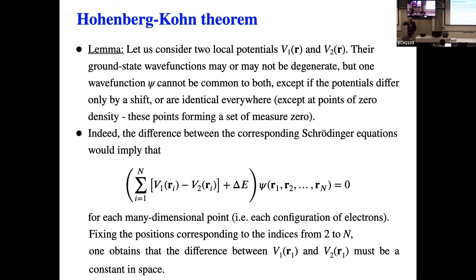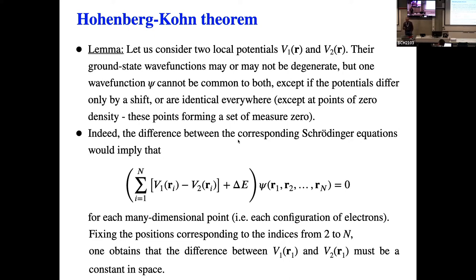And then we have H2 psi equal to another energy E2 psi. If you take the difference between these two equations, you have the difference of the potentials plus the difference in the energies, times the wave function, equal to zero. And this should be true anywhere, okay? If it were true that there exists a wave function that is common to both Hamiltonians.